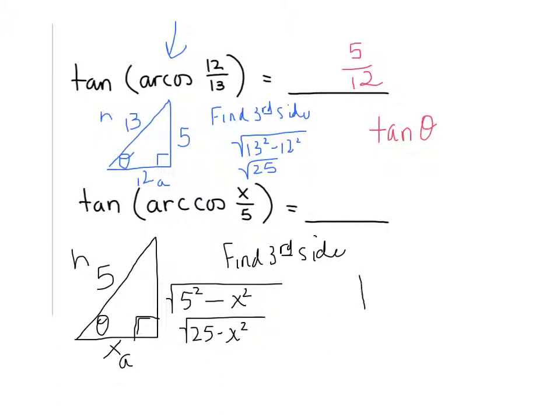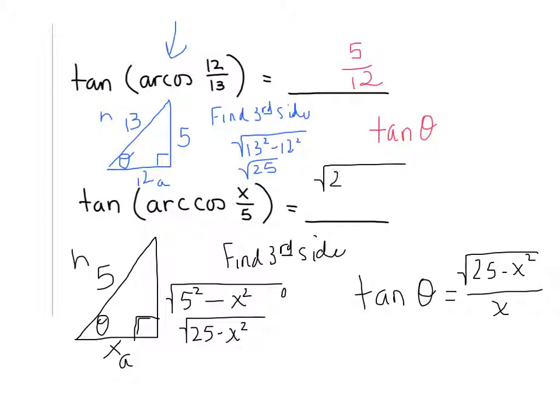Then the final thing is to find the tangent of theta from the triangle. Tangent is opposite over adjacent. This is opposite, adjacent. So this will be the ratio of the square root of 25 minus x squared over x. And that's what goes here in the blank. The square root of 25 minus x squared over x.